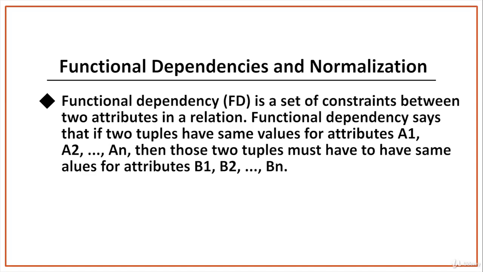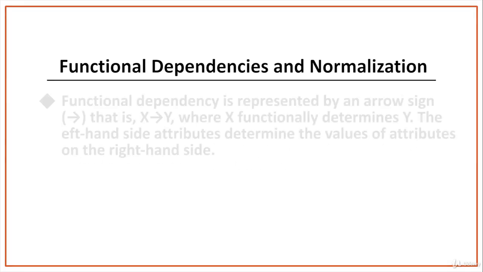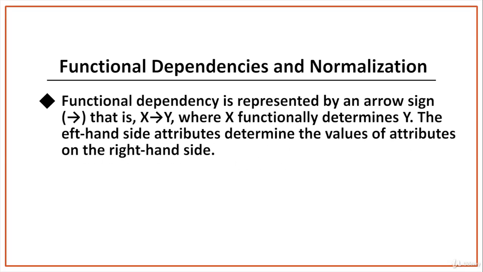Functional dependency says that if two tuples have the same values for attributes a1, a2, up until an, then those two tuples must have the same values for attributes b1, b2, up until bn. Functional dependency is represented by an arrow sign, that is X arrow Y, where X functionally determines Y. The left-hand side attributes determine the values of attributes on the right-hand side.